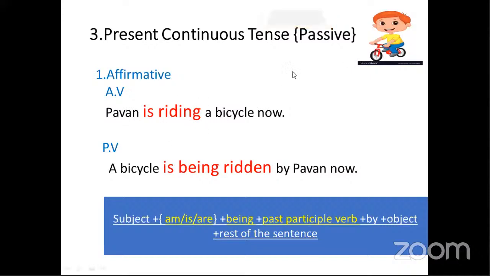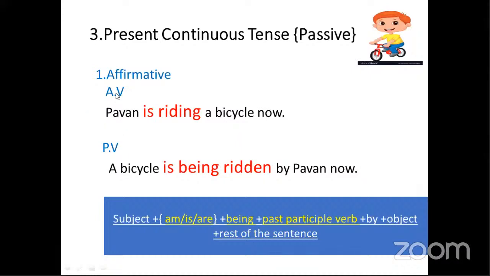Now here you can see this boy Pawan. Pawan is riding a bicycle now. Right? So how are we going to convert this type of sentence into a passive form? Right? Now look at the structure. A bicycle is being ridden by Pawan now.